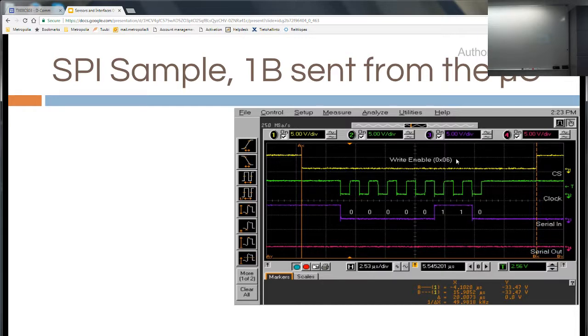So the first byte sent to the SPI device: you first put chip select down, and while chip select is down, you run the clock and set the bits, most significant bit first: 0, 0, 0, 0, 0, 1, 1, 0, end transmission. That wrote byte 06 hexadecimal to the device. Okay, yeah, now it makes sense.